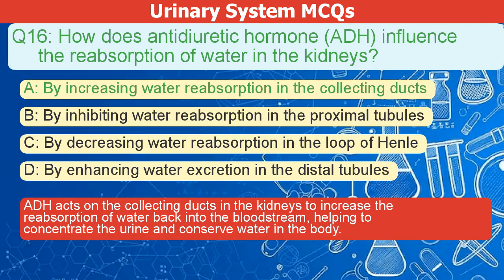The correct answer is A. ADH acts on the collecting ducts in the kidneys to increase the reabsorption of water back into the bloodstream, helping to concentrate the urine and conserve water in the body.